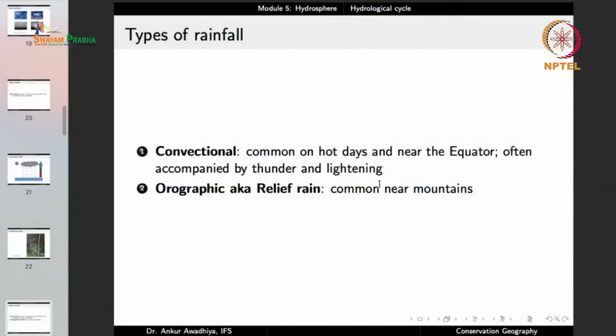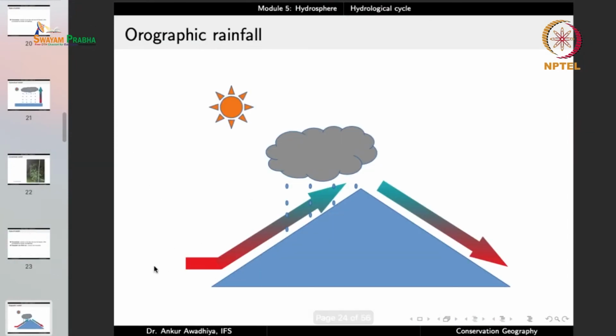Now in this case, the rainfall is common near the mountains, and what happens is, when you have a wind that is blowing towards the mountains, when it reaches the mountains it starts to move upwards following the slope of this mountain. And when the air moves upwards, again you have a cooling. Because of this cooling there is a cloud formation and there is rainfall. When the air moves on the other side, it typically gets warmed, and so you will have a heavy rainfall on this portion but not any rainfall in this portion.